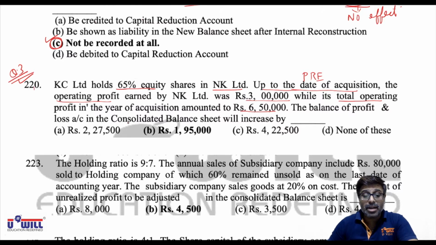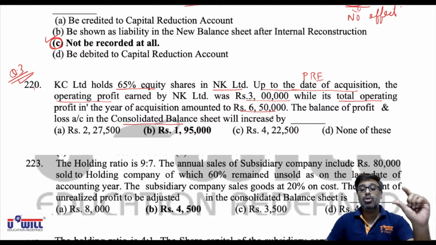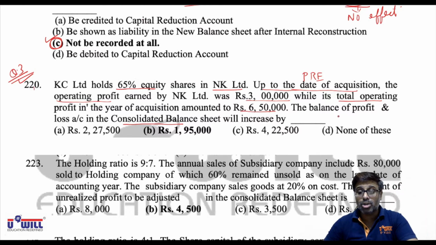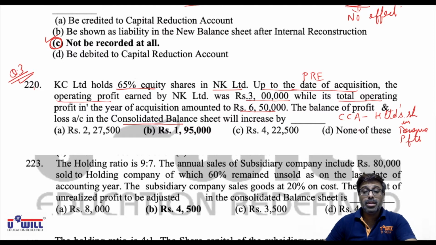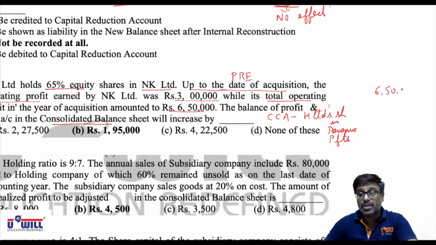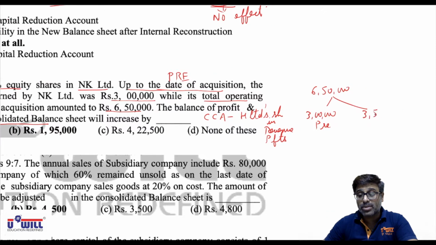The balance of P&L account in consolidated balance sheet will increase by what amount? Now understand the question properly. Which amount do we record in consolidated balance sheet? If you remember, control chart A. In consolidated balance sheet we record control chart A, holding company's share in revenue profits. That is the middle amount. So in the revenue profits, post acquisition profits, out of 6 lakh 50,000, 3 lakhs are pre-acquisition profits. So we can say 3 lakh 50,000 are post acquisition profits.